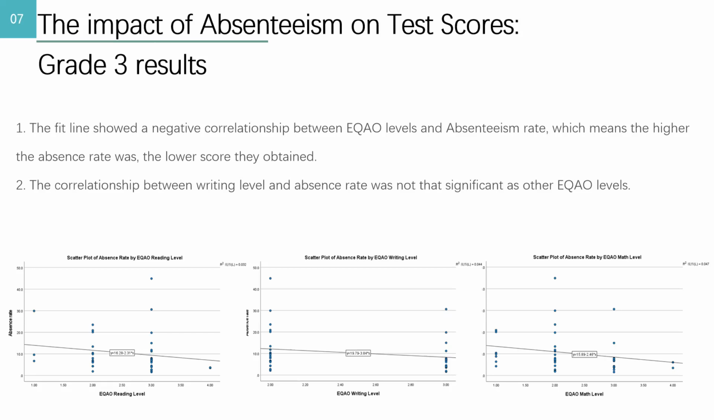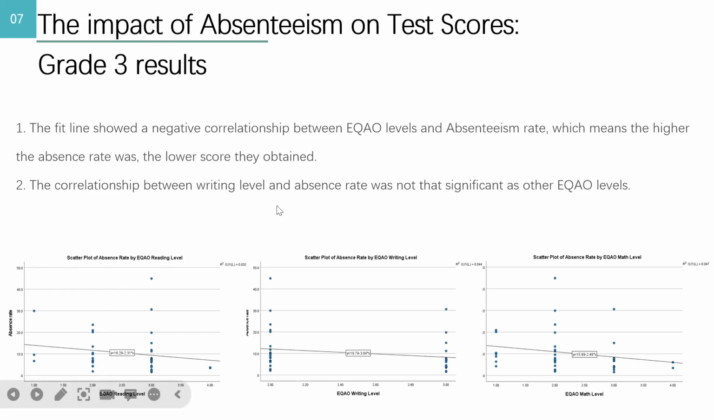The correlationship between writing levels and absence rates was not as significant as the other EQAO levels. But there is another interesting phenomenon we can focus on: in each of the graphs, each point represents a different student having their scores in their EQAO testing. As we imagine, the higher absence rates the student has, the lower score they should obtain in this test. But on the y-axis, at higher absence rates, we can't see so many points in lower scores. They all focus on the middle.